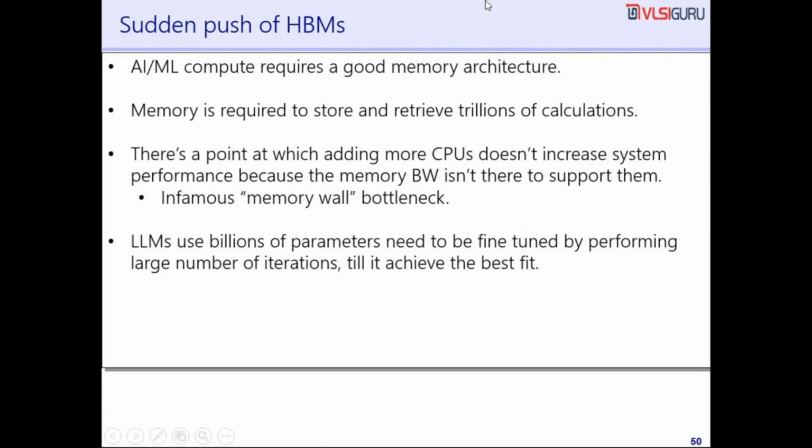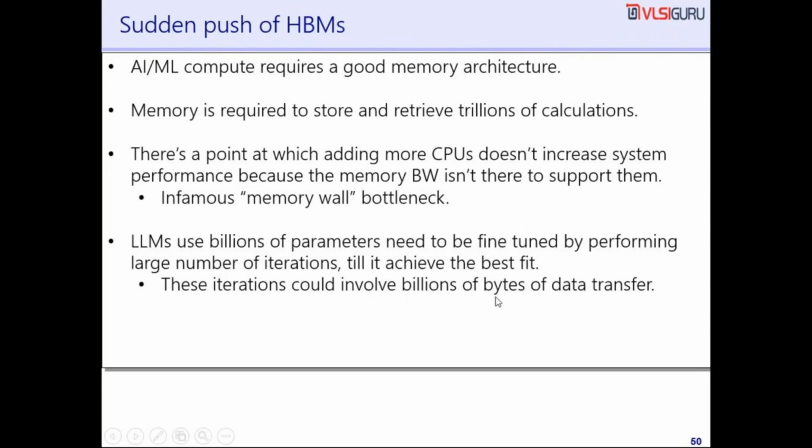Now, talking about AI ML, they work on the basis of large language models. Large language models use billions of parameters. These parameters are fine-tuned by performing a large number of iterations. That could be millions of iterations that need to be done until you achieve the set of parameters that are fine-tuned for your machine requirement, until it achieves the best fit. These iterations could involve billions of bytes of data transfer.